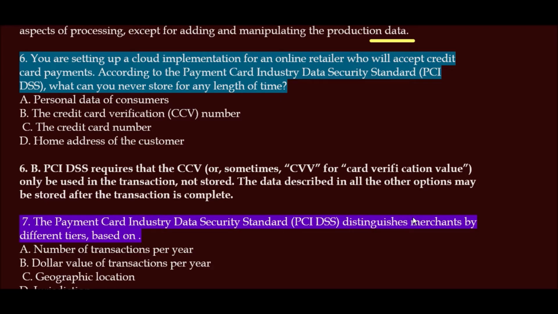Okay, in this case, the correct answer is option B. This is the credit card verification number, CCV, because PCI DSS requires that the CCV, or sometimes CVV for card verification value, only be used in the transaction, not stored. The data described in all the other options may be stored after the transaction is complete. So here the correct answer is option B, CCV number.